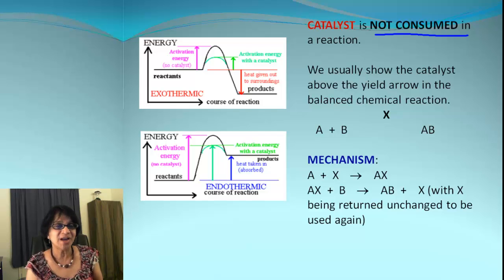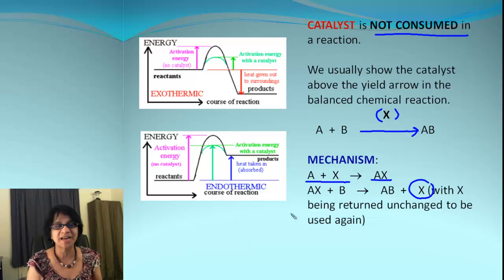So, how do we write down a reaction with a catalyst? If A and B are reacting to form AB, we write catalyst X on top of that arrow. And then, what's the mechanism? Out of A and B, one reactant combines with the catalyst forming a compound, and that compound reacts with B, and then the catalyst is released free. Look at the figures on the left side here. They are for exothermic and endothermic reactions, different reactions, but the concept is exactly the same.